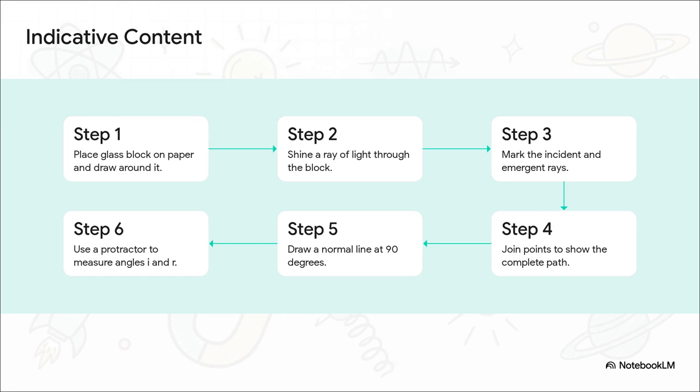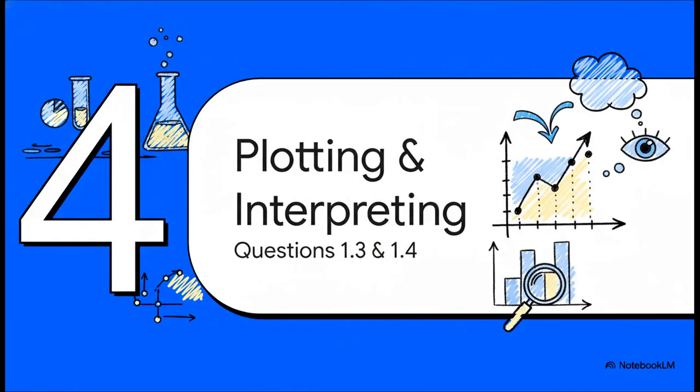You start by putting the glass block on paper and drawing around it. Then you shine a light ray through it. You mark where the ray goes in and where it comes out. You connect the dots. And then, this is the crucial bit, you draw the normal, that line at a right angle to the surface, before you can finally measure your angles. See how every step flows logically into the next? That's the secret sauce. That's what gets you the big mark. Okay, moving on.